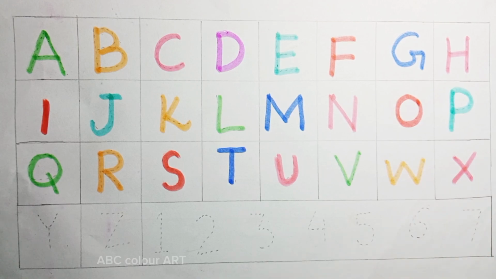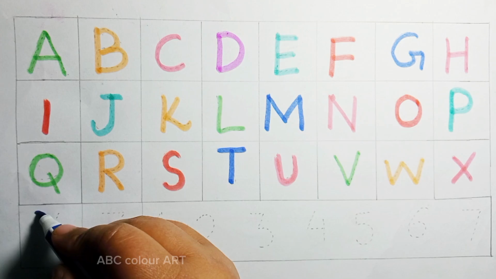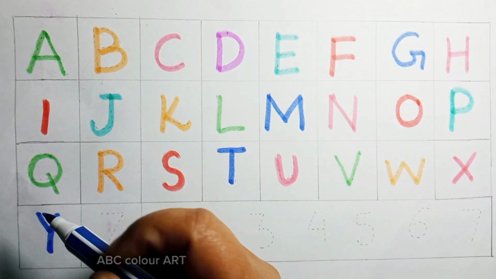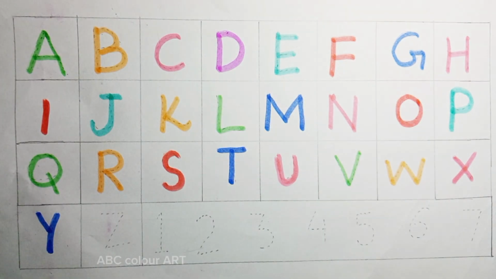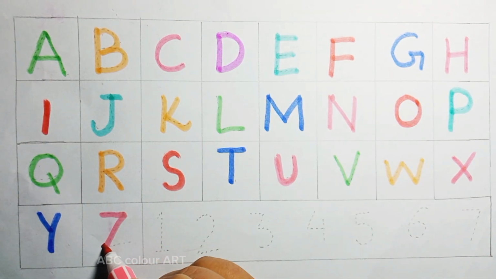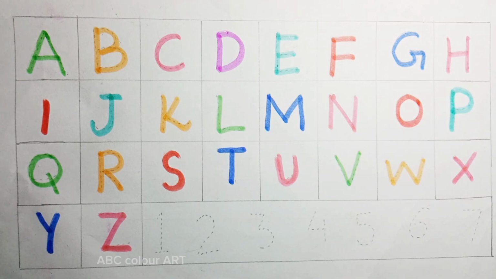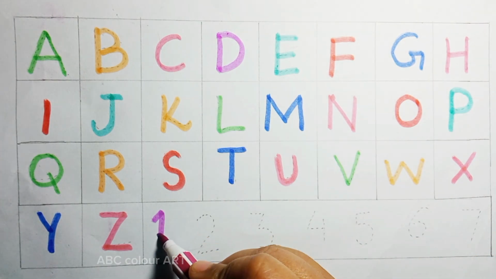X is for Xmas tree, blue color. Y is for yo-yo, pink color. Z is for zebra, magenta color. Number 1.